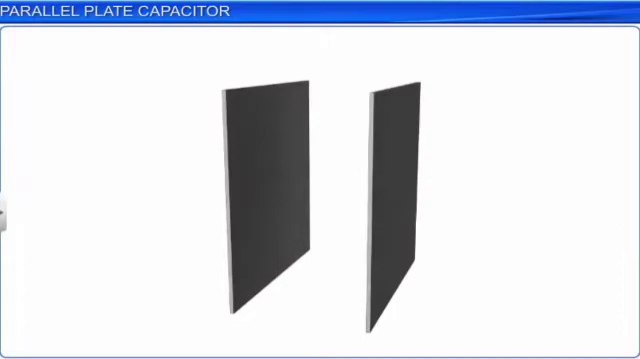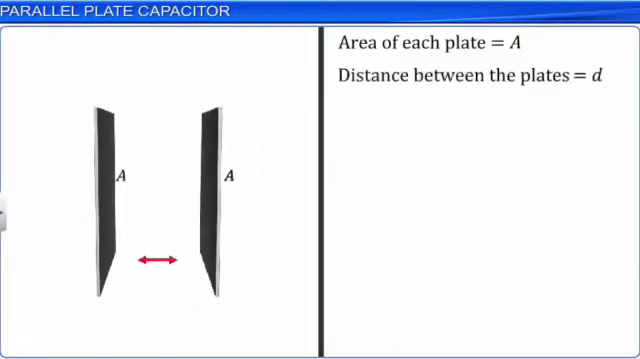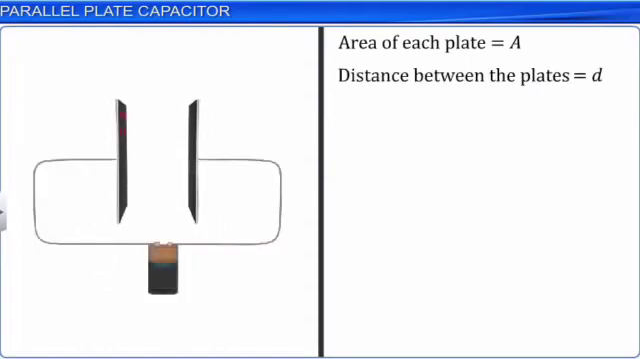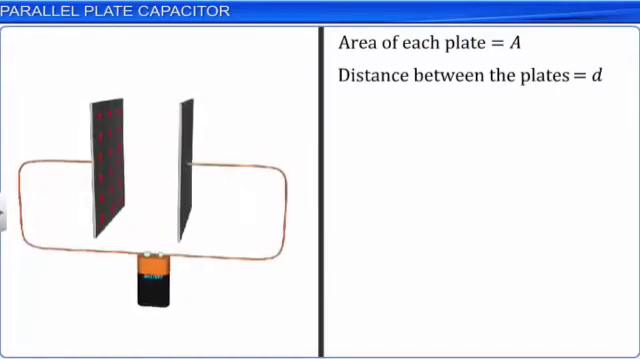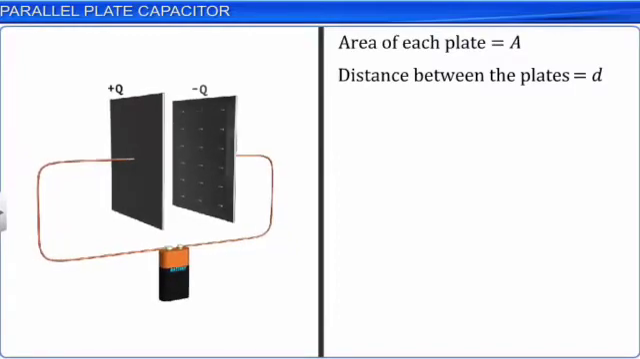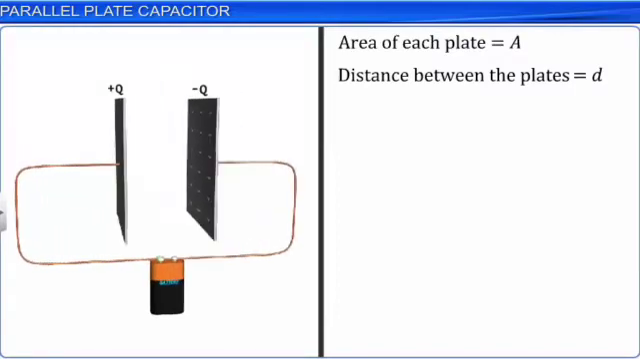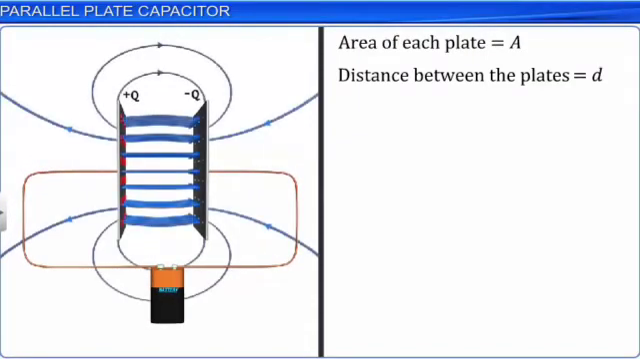A parallel plate capacitor consists of two metal plates, each of area A and separated by a distance D. When the plates of the capacitor are connected to a battery, one of the plates is given an excess charge plus Q, and the other is given an excess charge minus Q. Due to this, a uniform electric field is created between the plates of the capacitor.